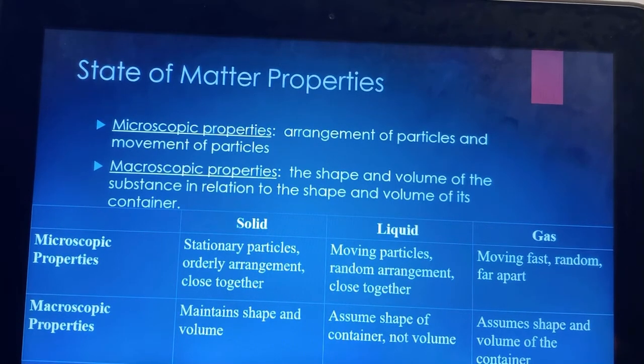Now, for a gas, the particles are moving fast, they're random, and they're very far apart. They assume the shape of their container and the volume of their container.